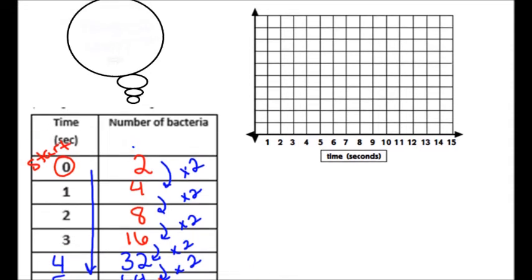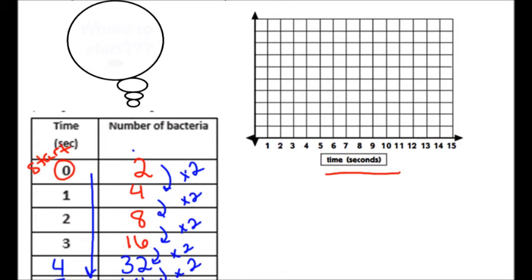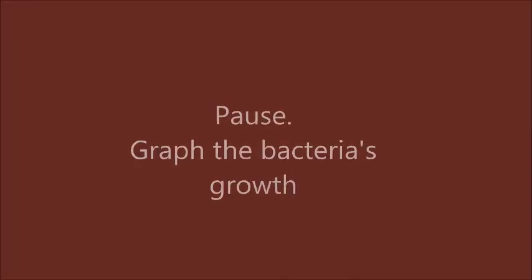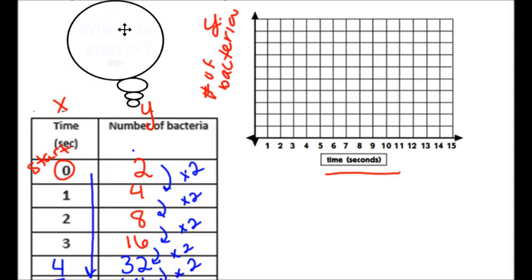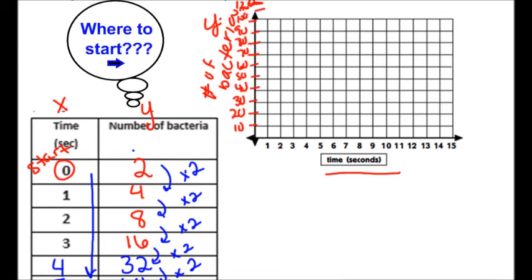All right, so if you look over here, if time is down here, what do you think is going to go on your y-axis? We're going to put number of bacteria. This is when I want you to pause the video and then come back and check yours. Before you get started, I just want you to notice that I know you want to get up to 128. It is okay if that number is off the graph. All right, so continue to graph.